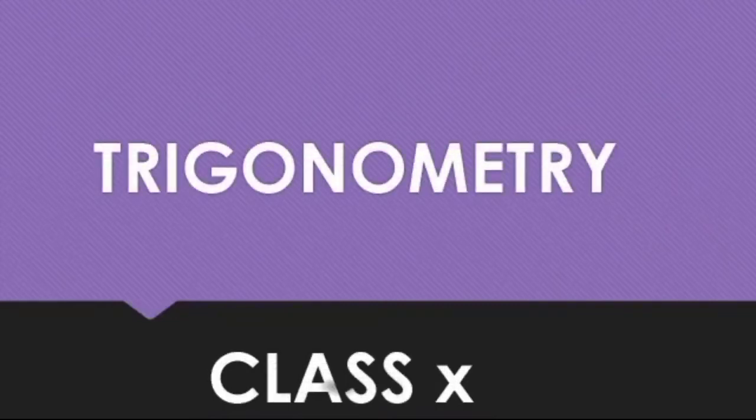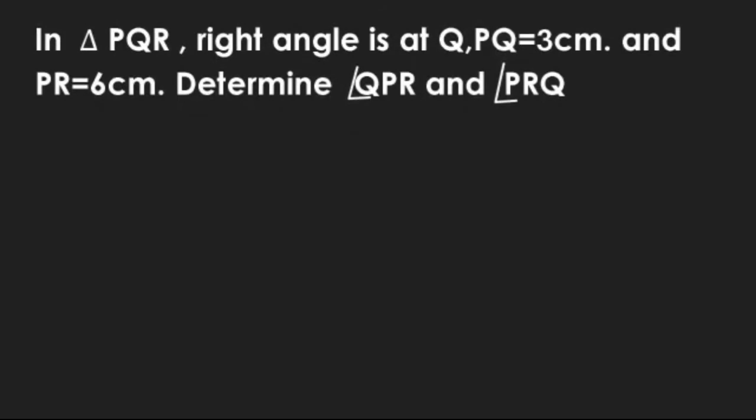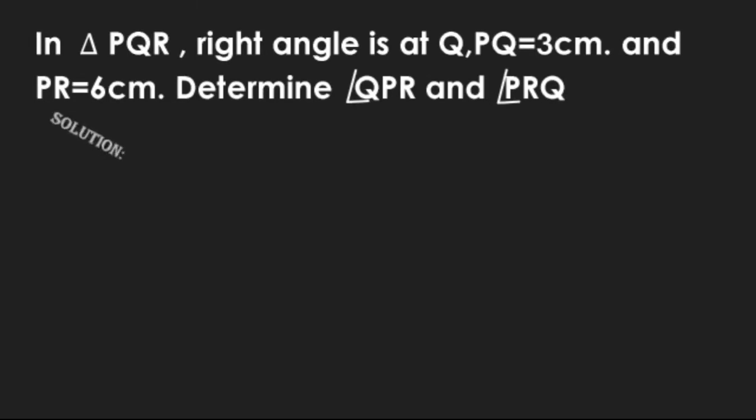Let's solve a problem in trigonometry. Let's see a question. In triangle PQR, right angle is at Q. PQ equal to 3 centimeters and PR equal to 6 centimeters. Determine angle QPR and angle PRQ. Solution.